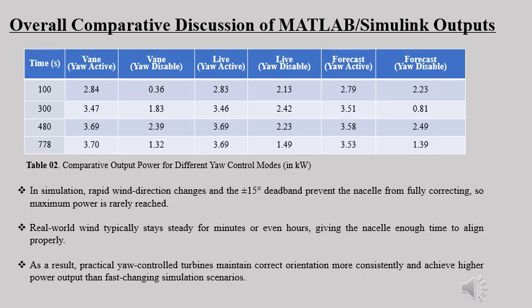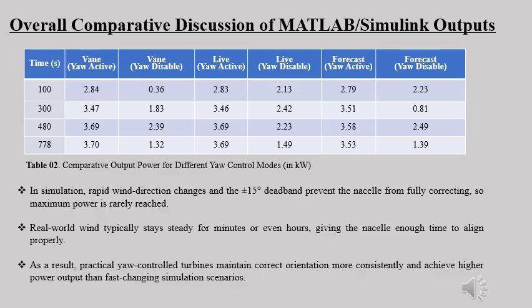By 300 seconds, the Vane reaches 3.47 kilowatt, performing better than the live source at 3.46 kilowatt, while the forecast value of 3.51 kilowatt is close but does not maintain that level constantly. At 480 seconds, Vane active yaw continues to perform strongly at 3.69 kilowatt, matching or extending the other two sources.